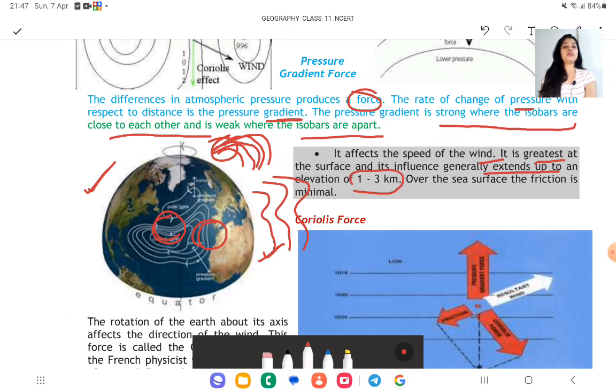Over the sea surface, the friction is minimal. So if you see the pressure gradient force, this will be within your 1 to 3 km zone itself.